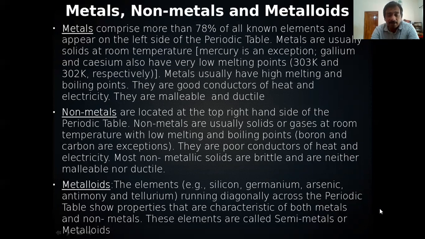Metalloids, what is meant by metalloids? They have the characteristics of metal and non-metal, both. The elements silicon, germanium, arsenic, antimony, and tellurium are metalloids. They are actually present diagonally in the periodic table. And they have the properties of metals and non-metals.